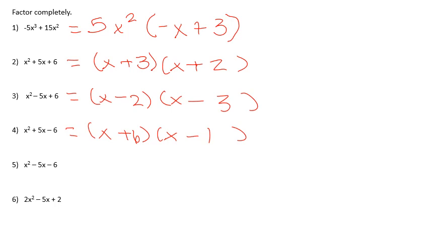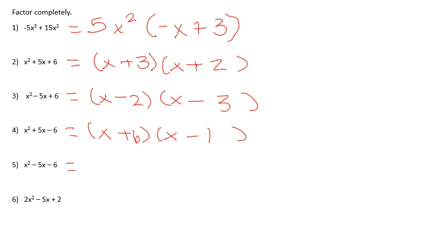So I found it. I could multiply back again to check. X times x is x squared. So far, so good. X times negative 1 is negative 1x. 6 times x is plus 6x, so that makes plus 5 in the middle. Positive 6 times negative 1 makes negative 6. So that's good. I've got it.